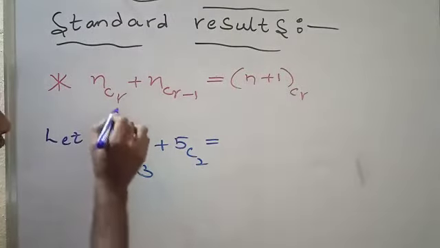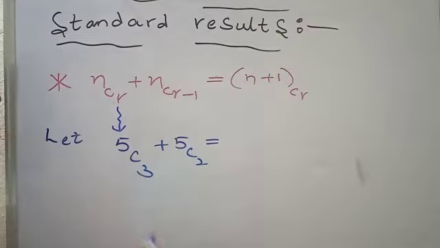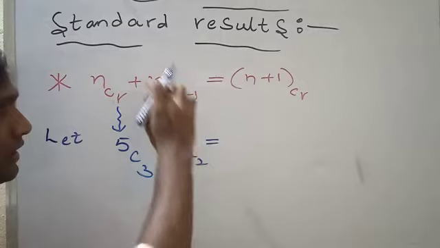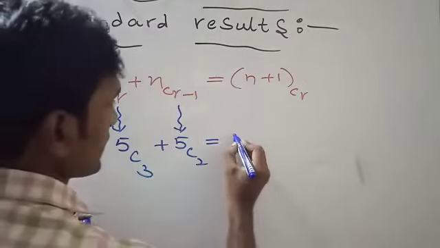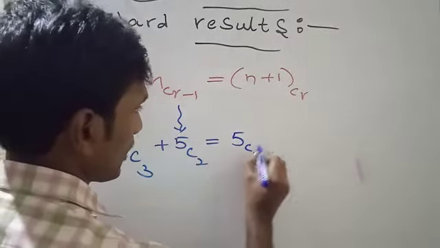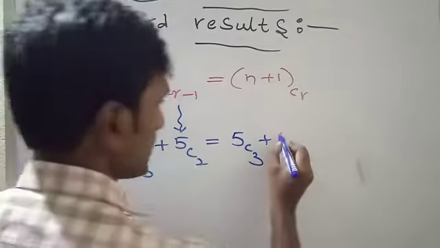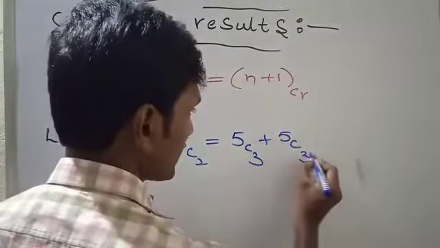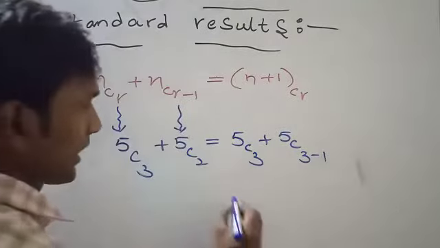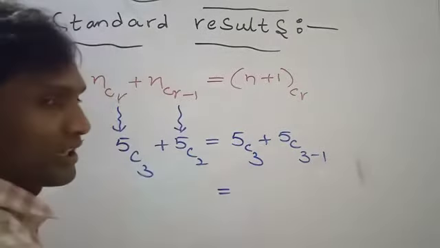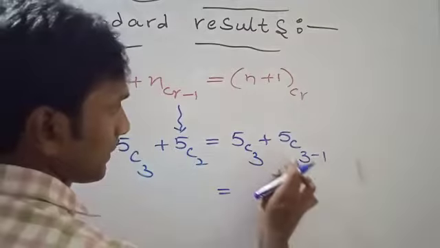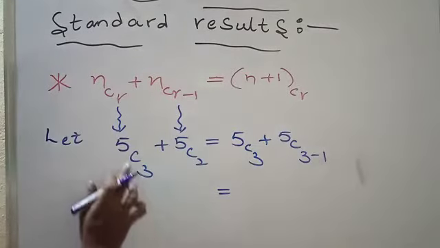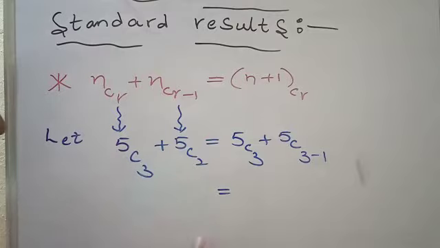Now the first binomial coefficient is in the form of nCr and the second binomial coefficient is in the form of nC(r-1). So write the first binomial coefficient as the same, 5C3. Write the second binomial coefficient 5C2 as 5C(3-1). Now this expression is in the form of nCr plus nC(r-1). The given expression is 5C3 plus 5C2.